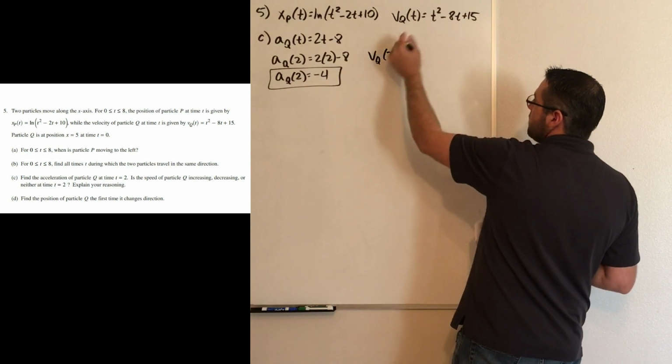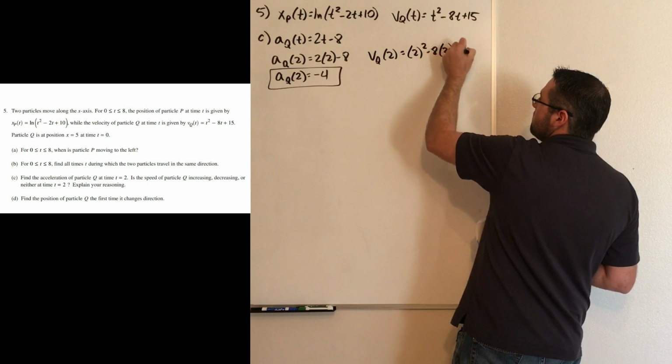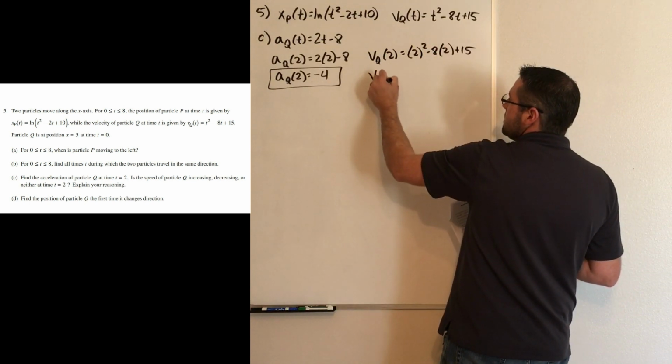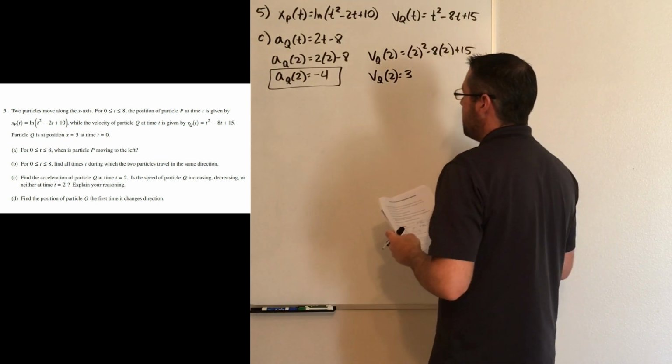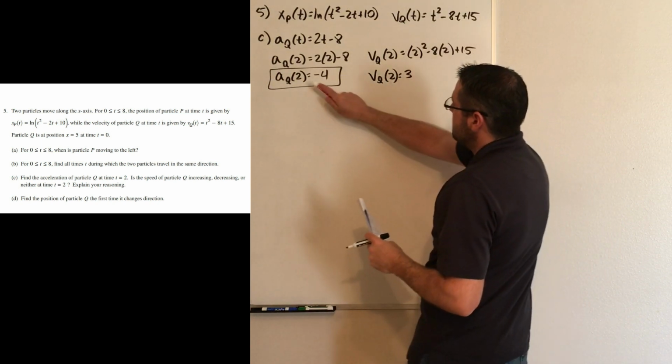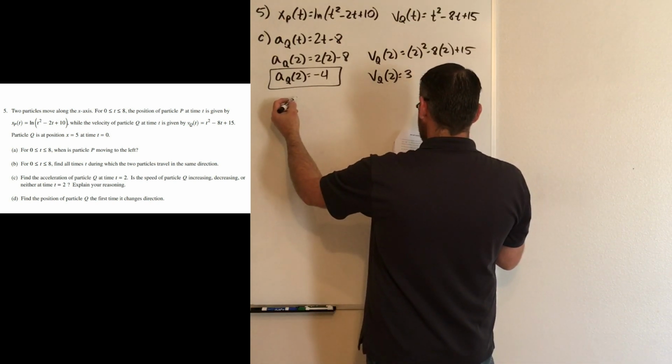So we're just going to plug that in here. So you end up with 2 squared minus 8 times 2 plus 15. So the velocity is equal to 3 when you simplify all that. So we can say since the acceleration is negative and the velocity is positive, the speed is decreasing.